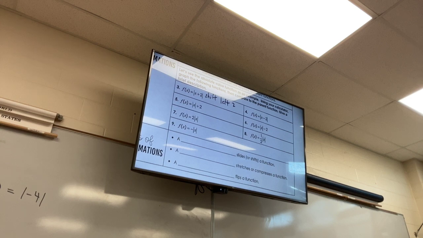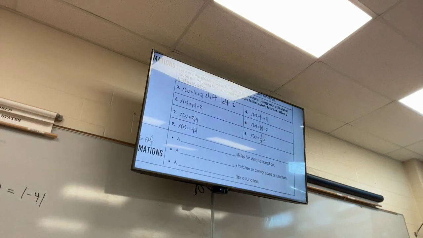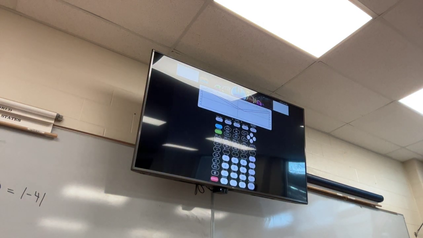Let's see what happens if I change that x plus 2 to an x minus 2. Now where's the red graph? To the right of the blue graph. So it shifted me to the right by 2. We all see that? That red graph is just like the blue graph, but it got shifted to the right by 2.